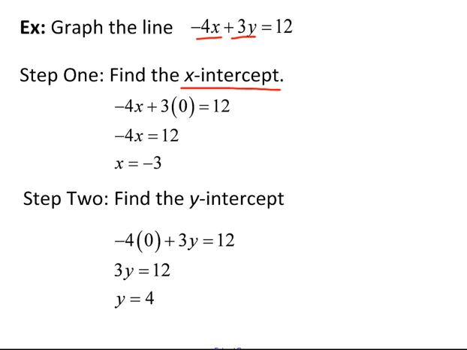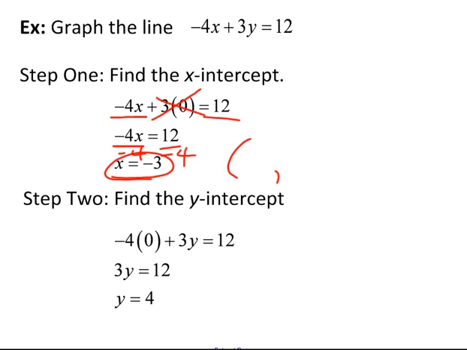So notice my x and y are on the same side. To find the x-intercept, you're going to replace your y value with 0. And then solve. Your y value is 0, and then you're going to solve. Well, 3 times 0 is going to give me 0. And if I'm adding 0, because I have negative 4x plus 0 equals 12, I don't need to write the plus 0. So this turns into negative 4x equals 12. I just have to worry about the negative 4x equals 12. Divide by negative 4, and I get x equals negative 3.